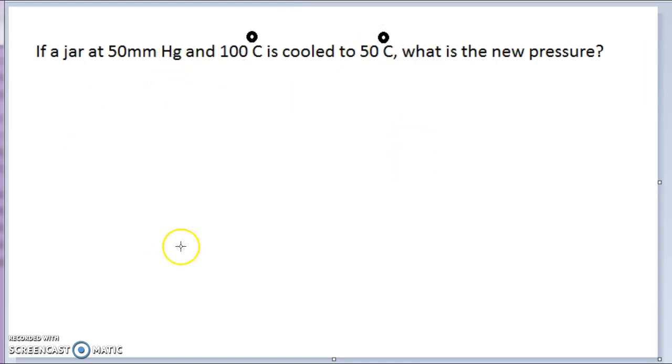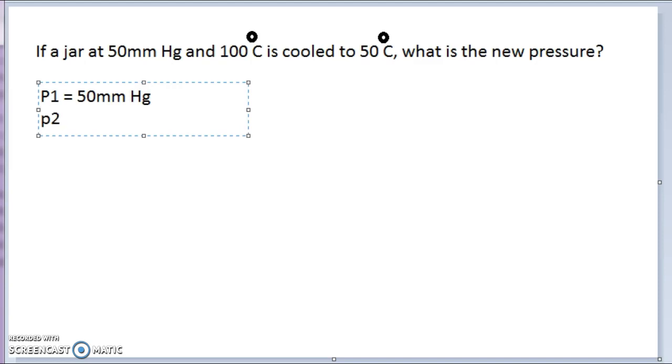All right, so go ahead and I'd like you to hit pause and solve this problem on your own. So the first thing I'm going to do is make a list of what I know. My first pressure is what? 50 millimeters of mercury. So we've used pascals. We've used kilopascals. This one gives us mercury. Do we have to change it?